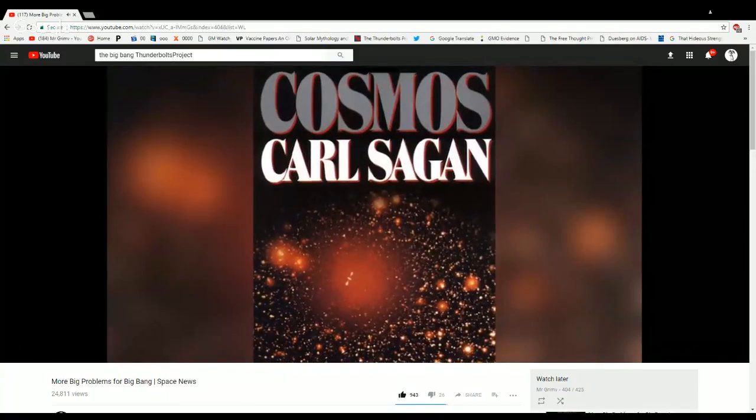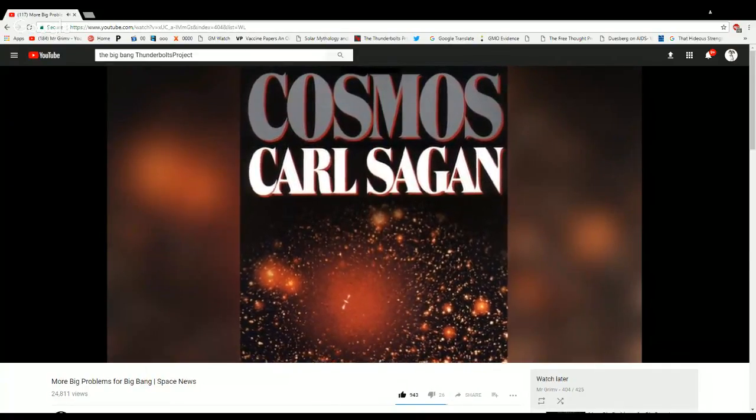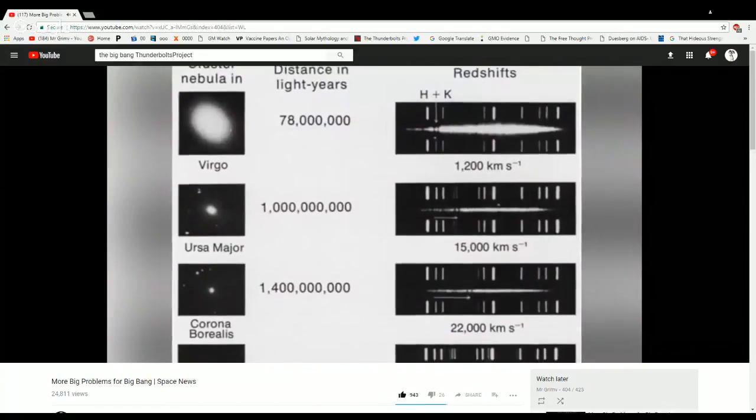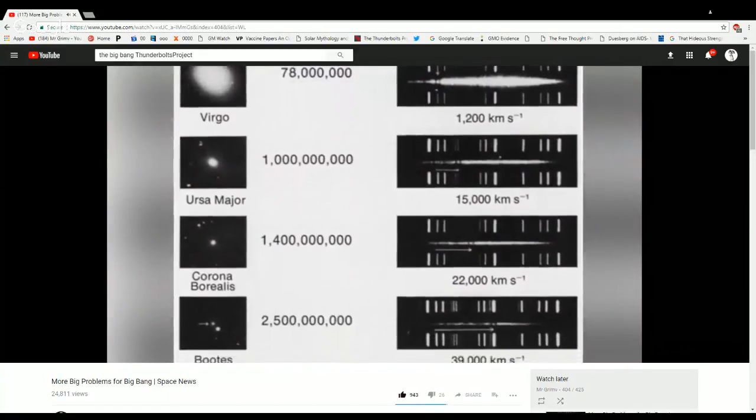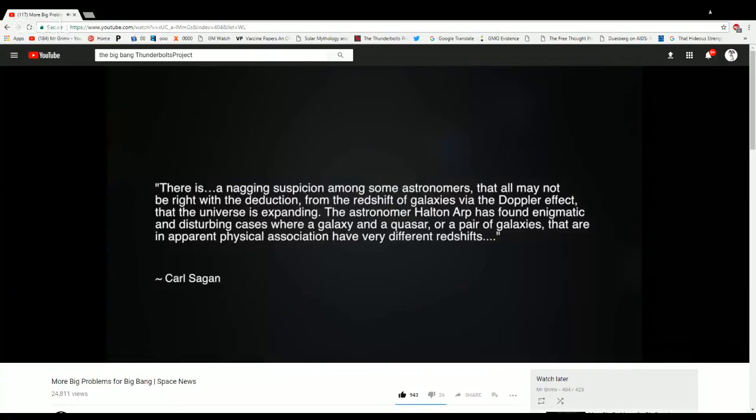Ironically, at the time that cosmologist Carl Sagan wrote his iconic book, Cosmos, challenges to the very foundations of the Big Bang were still permitted. On the question of whether the Doppler interpretation of galactic redshift is a reliable indicator of an expanding universe, Sagan wrote, "There is nevertheless a nagging suspicion among some astronomers that all may not be right with the deduction from the redshift of galaxies via the Doppler effect that the universe is expanding. The astronomer Halton Arp has found enigmatic and disturbing cases where a galaxy and a quasar, or a pair of galaxies that are in apparent physical association, have very different redshifts."